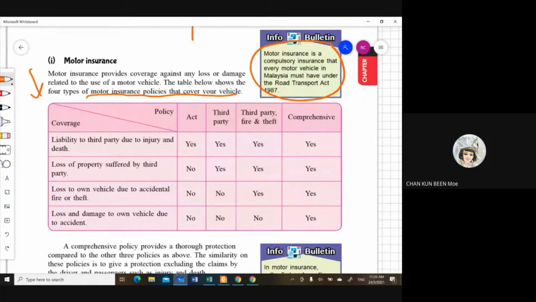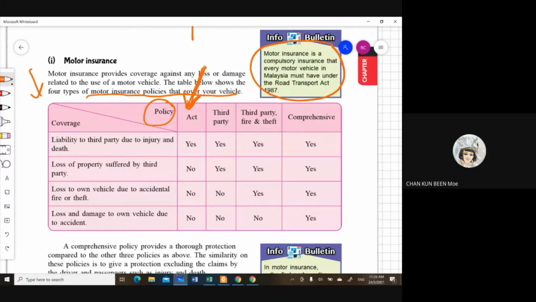Motor insurance is a compulsory insurance that every motor vehicle in Malaysia must have under the Road Transport Act. So, which means next time when you buy a car or a motorcycle, you must have motor insurance, whether you want it or not, it is compulsory. Okay, so now we look at the policies. There are 4 types of policy over here. This one is under the Act, so it's considered one type, meaning that even if you don't want to buy any insurance, under the Act you still have to pay for it.